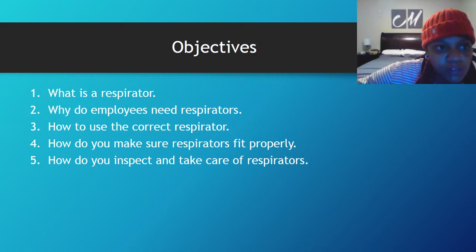The following objectives that we will be covering today will be: what is a respirator? Why do employees need respirators? How to use the correct respirator? How do you make sure respirators fit properly? And how do you inspect and take care of respirators?